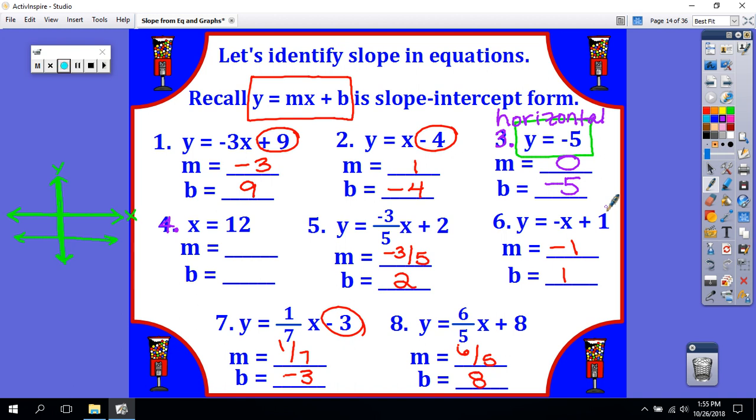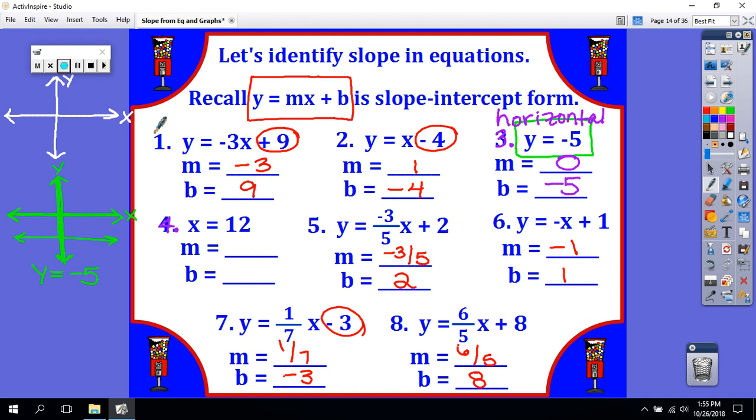All right, let's do number 4. Number 4 says x equals 12. So for this one, I'm going to label this one real fast as y equals -5. All right, for this next one, I'm going to do another graph. I'm going to use y. This is my y-axis, and this is the x-axis. All right, for this one, I'm going to have x equals 12.